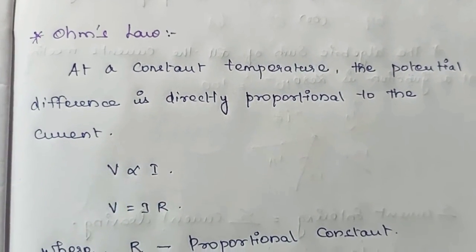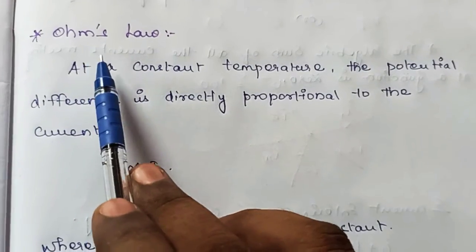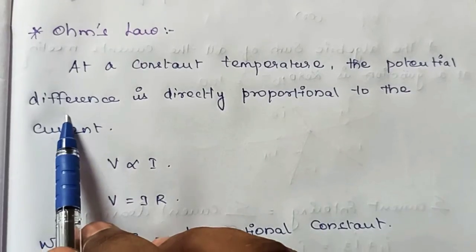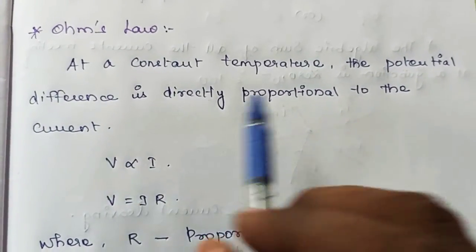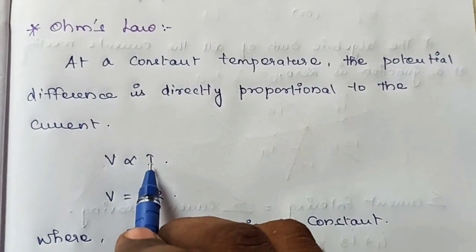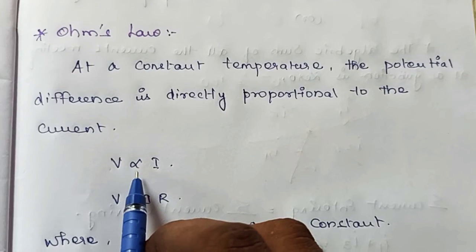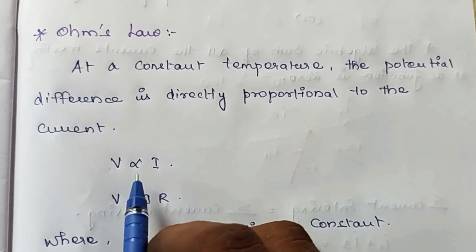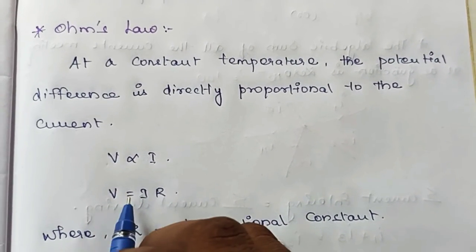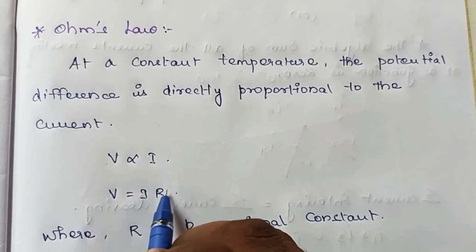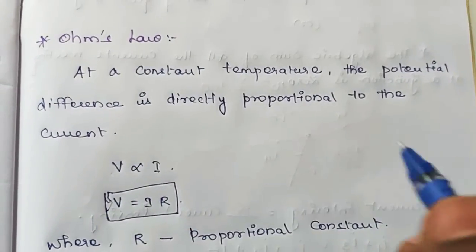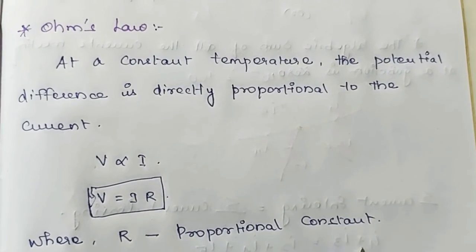Next, see another important law, that is Ohm's law. Ohm's law is defined as: at a constant temperature the potential difference is directly proportional to the current. The potential difference V is directly proportional to current I. By changing the proportionality to an equation we include the proportionality constant, that is R, the resistance. So V is equal to IR, that is the main result of Ohm's law, where R is the proportionality constant.